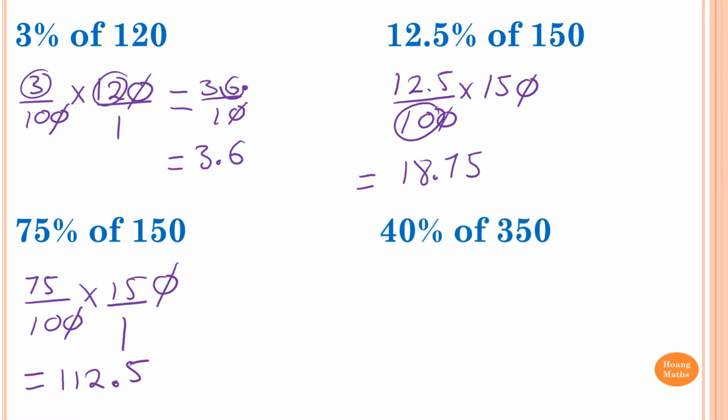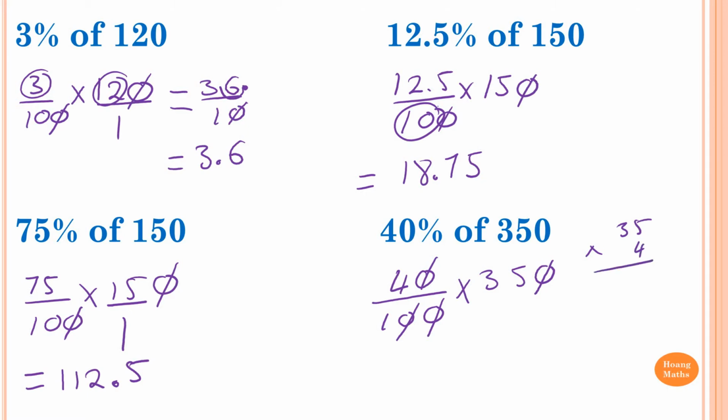40% of 350. So 40% is 40 over 100. You times by, of means times, of course, 350. So what I do, I cancel this 0 with this and this with this. So now the answer is 4 times 35. 4 over 1 is 4, so 4 times 35. So you double 35 is 70. You double again, it gives me 140.